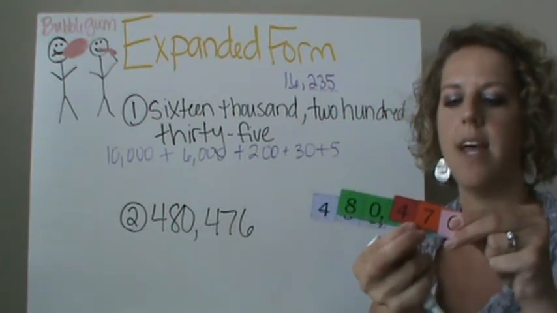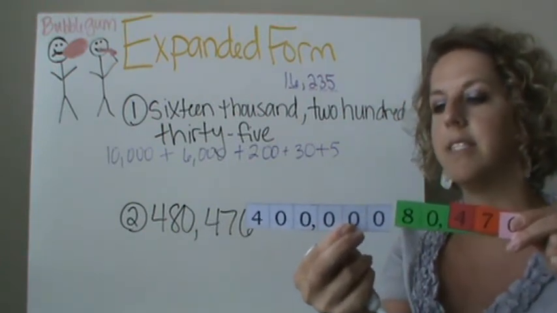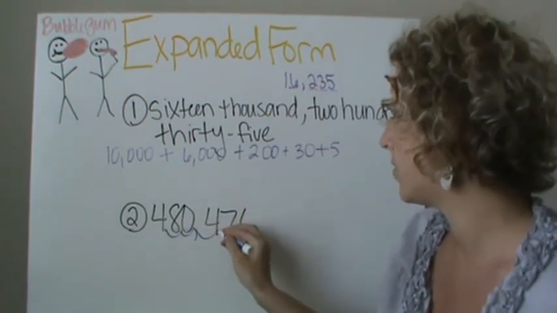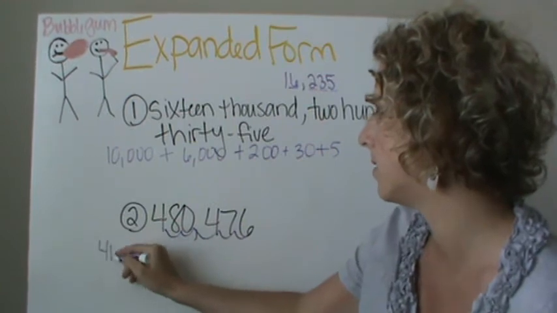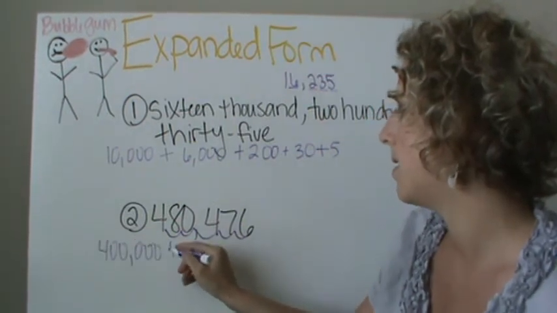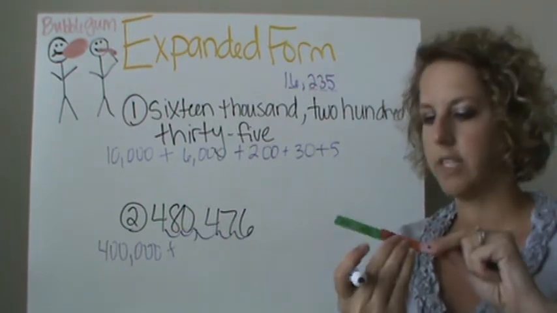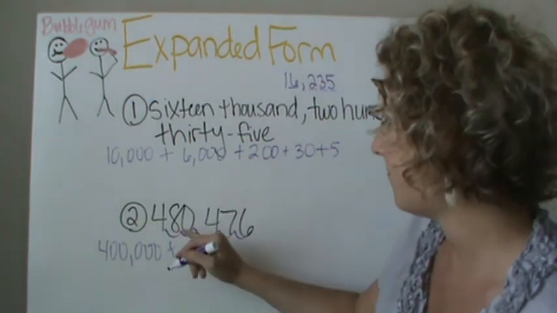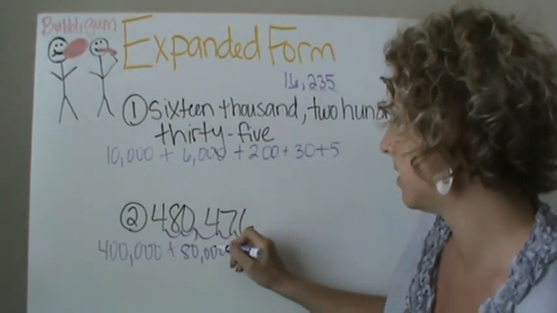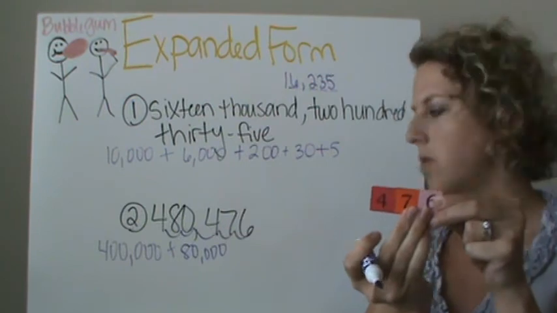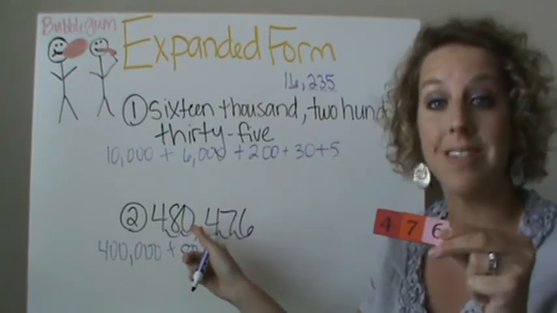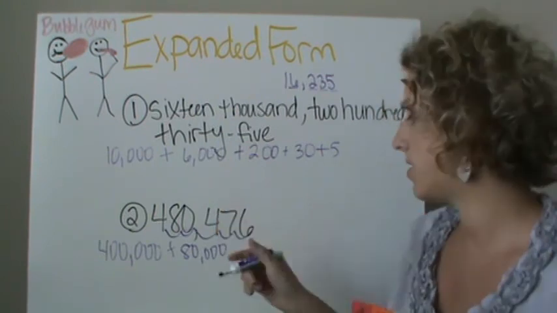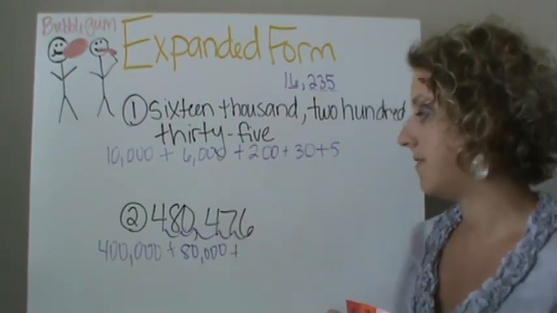480,476, and if I stretch, put bubble gum in it, I'm going to see I have 400,000, for 1, 2, 3, 4, 5 zeros behind that 4, plus stretch the next one out, 80,000. And notice there is no number, well there is a number, there are 0 thousands in that place. So there's nothing to stretch there. All you have to do is leave it blank.